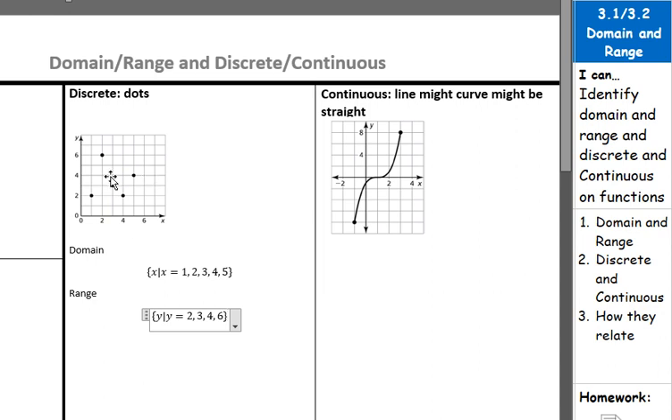Side note, is this a function? Does it pass my vertical line test? Oh, this would be a function because it passes my vertical line test. Every input has exactly one output that goes with it.